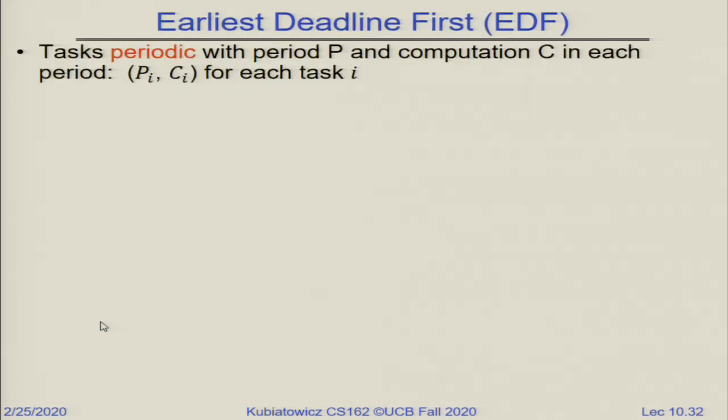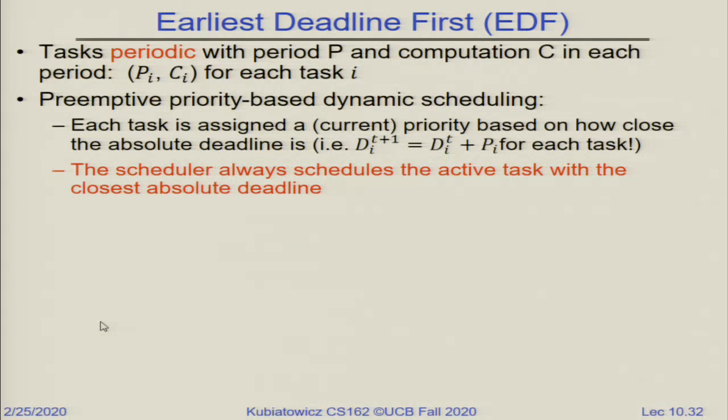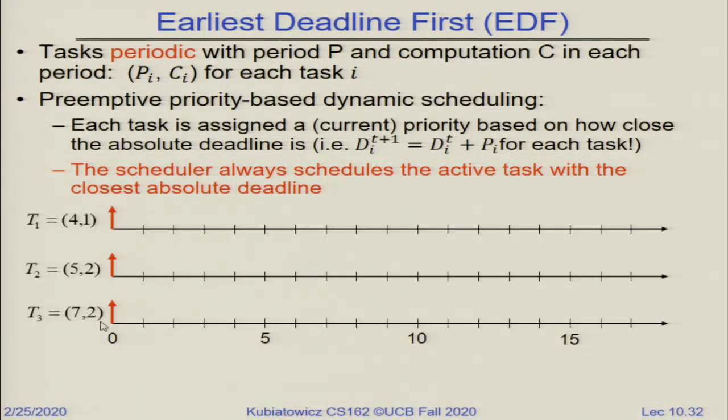What's better is what's called earliest deadline first, which is preemptive priority-based dynamic scheduling. And the idea here is very simple. Here we have tasks where they take period 4 with 1 computation. This has period 5 with 2 computation. This has period 7 with 2. And if I go ahead and say this guy arrives and runs for 1, this guy arrives and runs for 2, and notice the deadline here is 4 away. Okay, and so notice this guy met its deadlines, this guy met its deadlines, this guy met its deadlines.